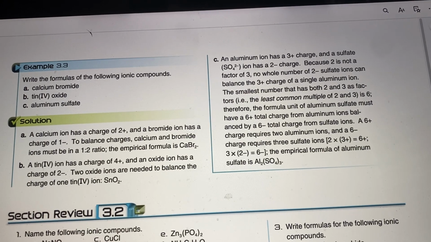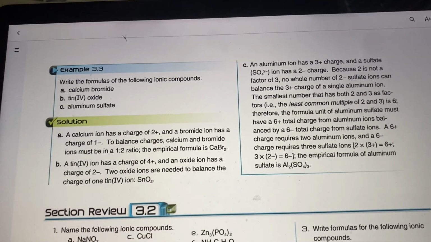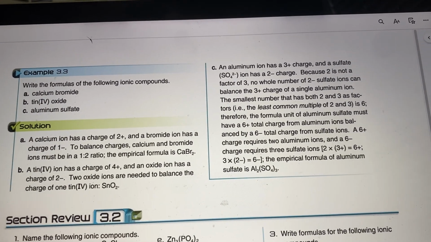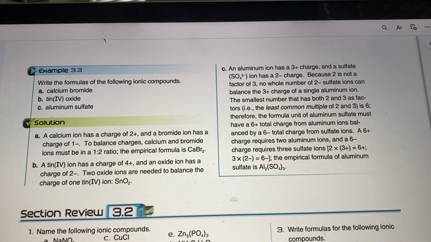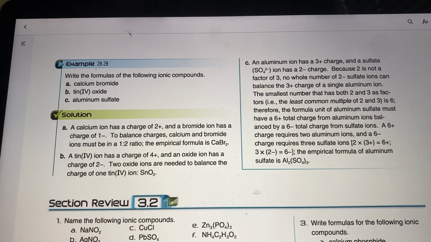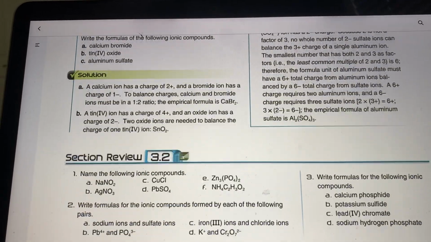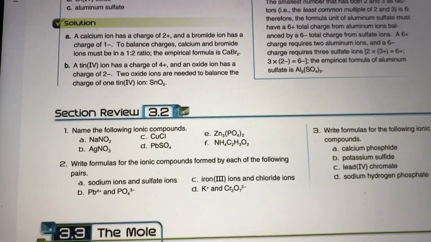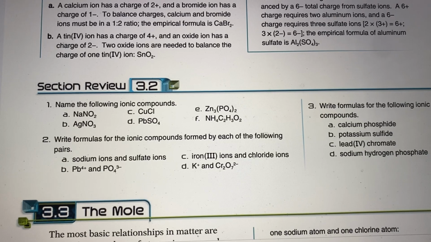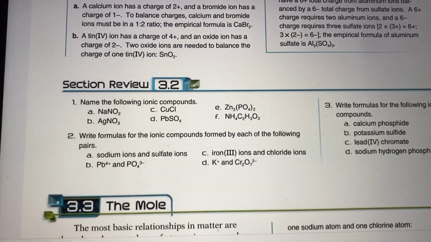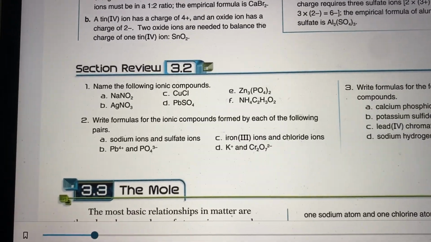So we're going to go over your section review here, because you're going to have some of these on the test. This gets a little bit complicated, but not too bad. So we're going to have the review here. Name the following ionic compounds.